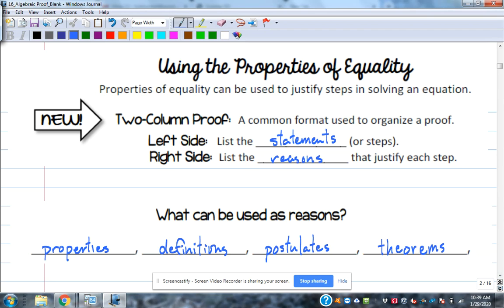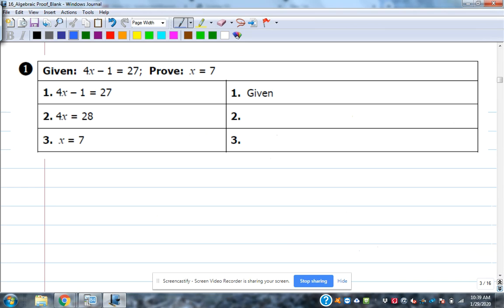So let's get into our first algebraic proof. Really short, easy equation that we all know how to solve. So the given is that 4x minus 1 is equal to 27. We are asked to prove that x is equal to 7. Okay? So set up the first line of your statements should always be what you're given. The first reason should always be given every single time.